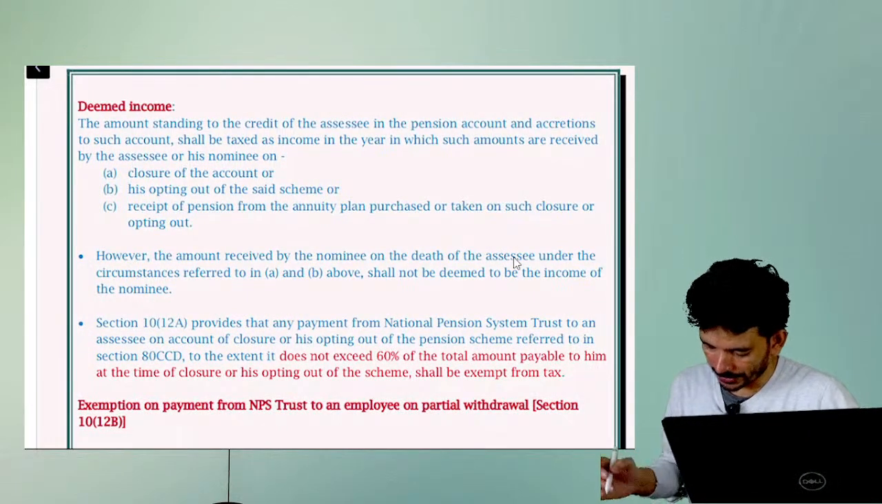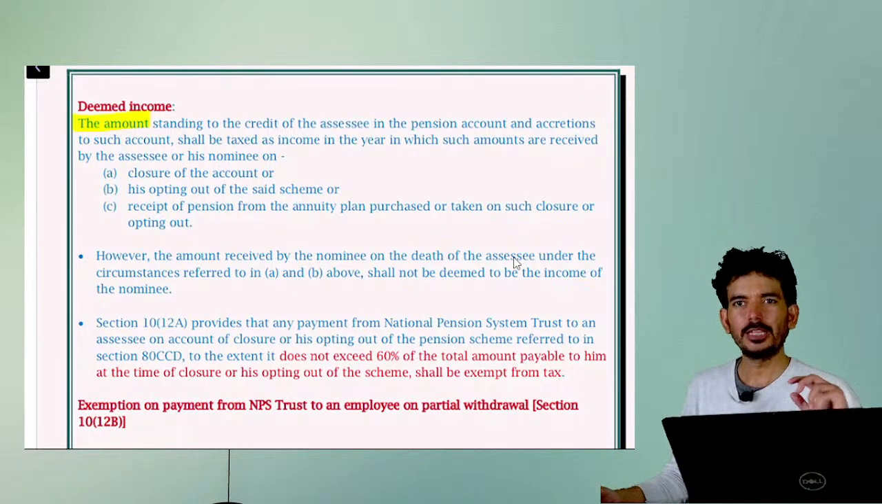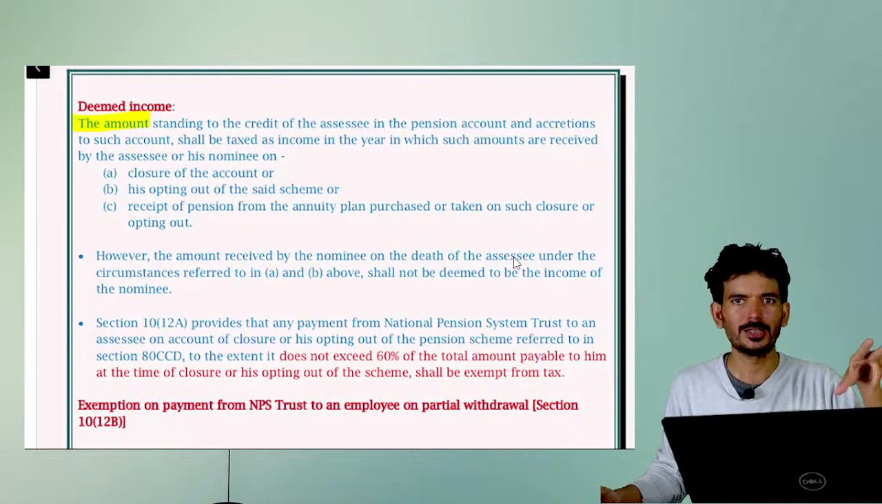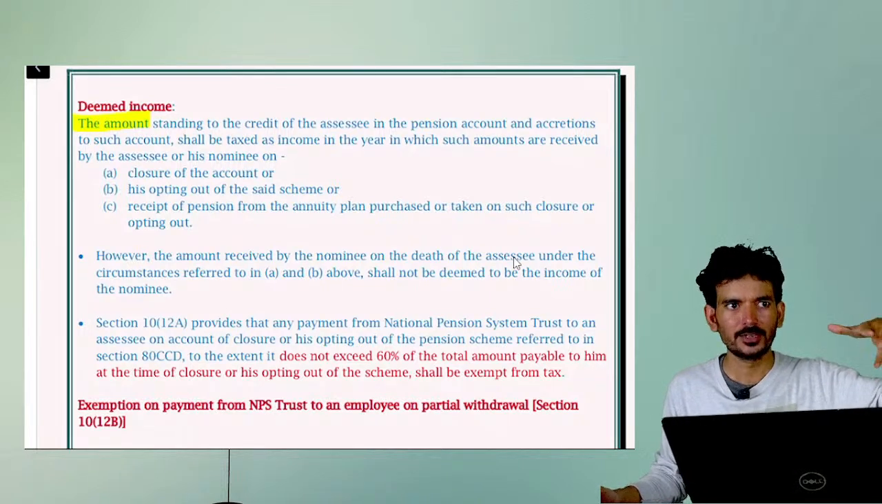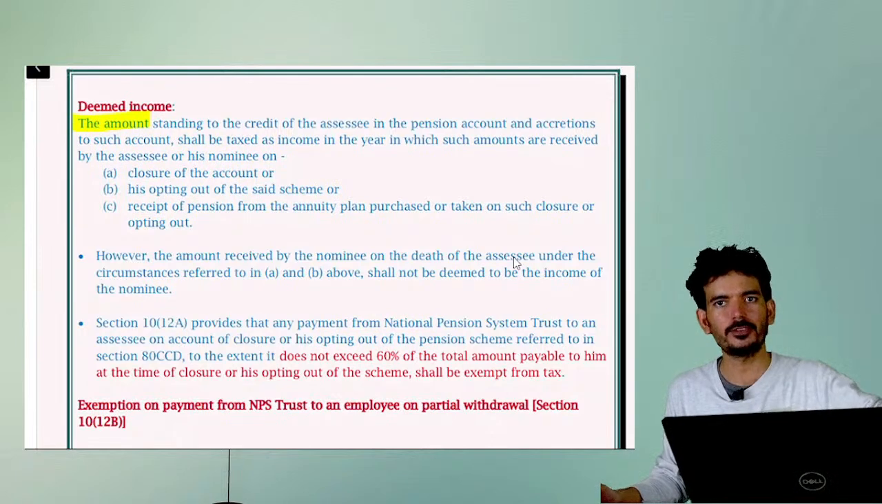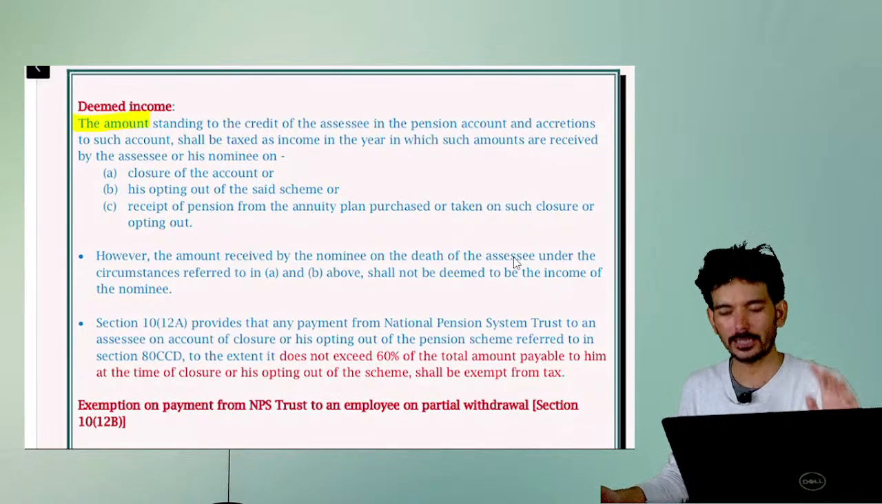The next point is deemed income. Deemed means I told you to invest in certain funds, certain instruments having 5 years or something like that, right? But if you withdraw in between, the moment you withdraw, it will be taxable in the year in which you are violating the condition.